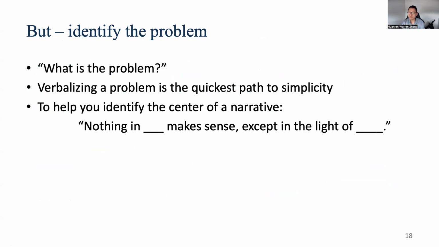Right? You have to identify a problem in order to convey a message that other people will find interesting. If there's no problem, no one would get interested. Right? So verbalizing a problem is the quickest way to simplicity. To help you identify the center of a narrative, you can use this "nothing except" structure that helps you identify what is at stake, what is the most important problem that you can try to solve.